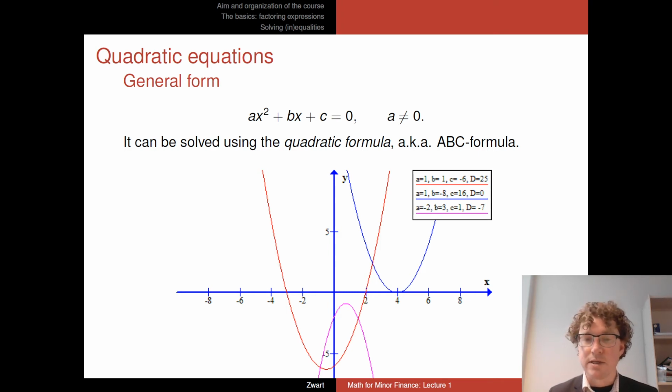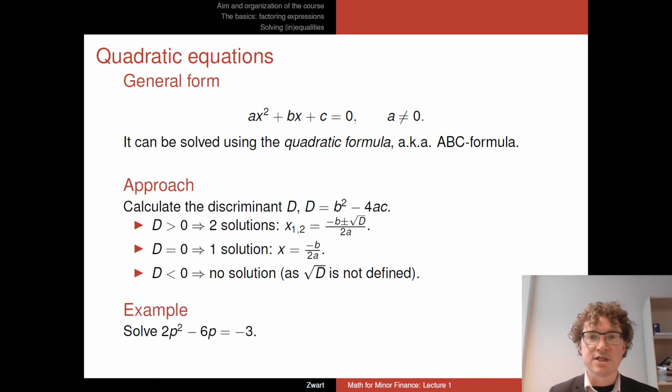And the final possibility is that indeed the discriminant is negative. So apparently for these parameter values of a, b, and c, the discriminant turns out to be negative 7. Then there is no solution that corresponds to a parabola that actually never crosses this x-axis, the purple one over here. So that's quadratic equations. So let's have a look at some example.